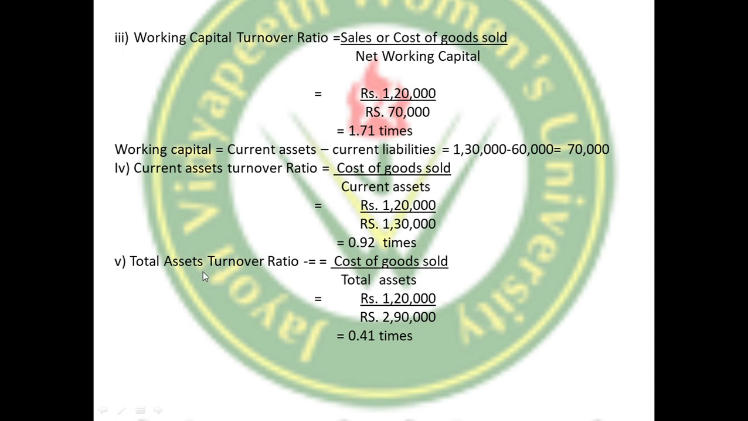Next and the last ratio is total asset turnover ratio. Again the formula is cost of goods sold divided by total assets. Cost of goods sold is 1,20,000 and total assets are 2,90,000. Total assets includes fixed assets and current assets also. The answer will come 0.41 times.